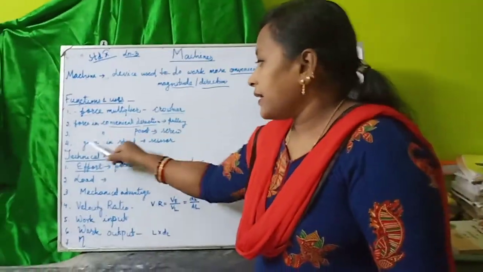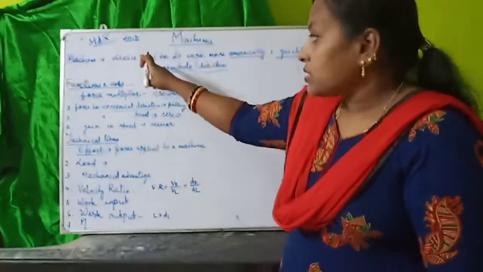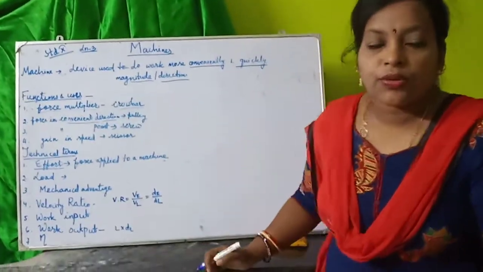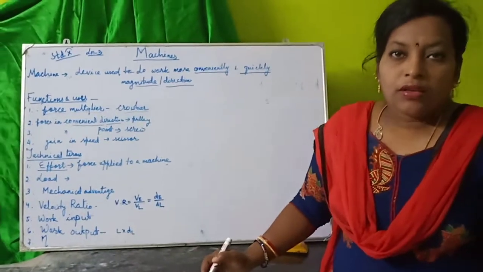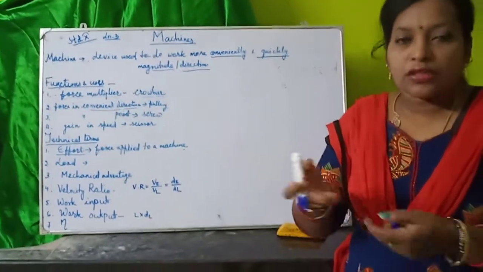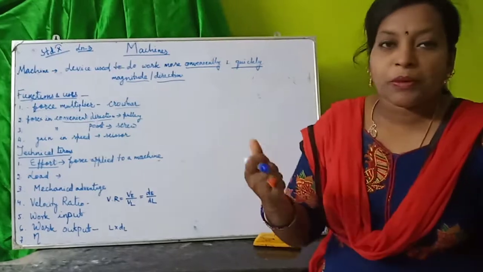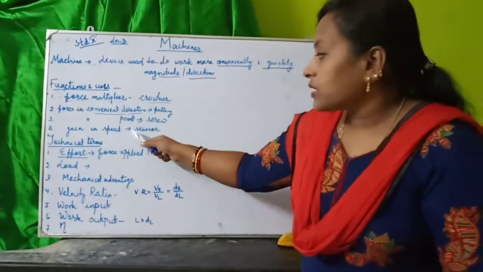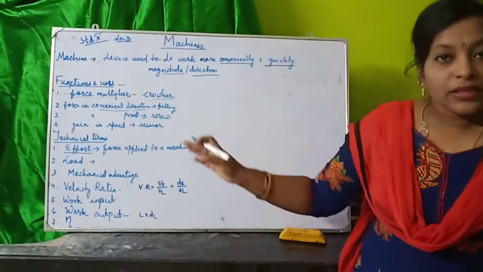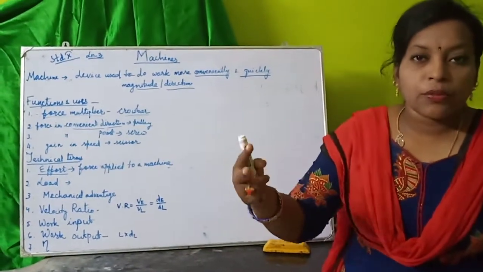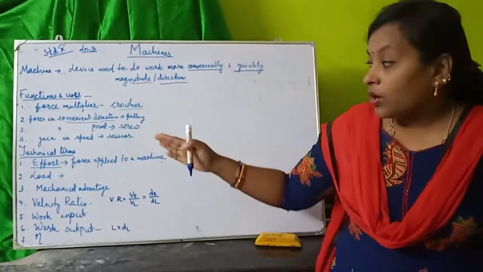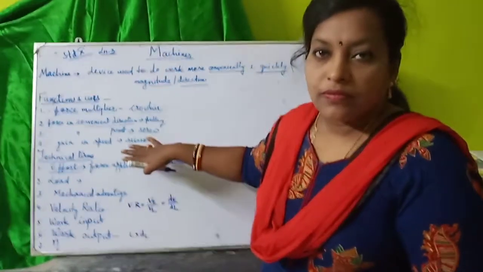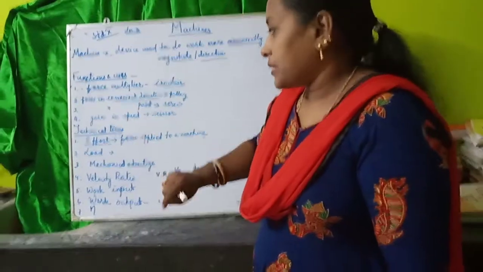Next is gain in speed. By using a machine, we can also gain in speed. Sometimes you want to cut a bunch of paper. If one paper is there, you can use a steel scale or knife, but for a bunch of paper you have to do it fast. You have no time, so you use a pair of scissors. With the help of scissors, you can cut your papers very quickly. So here the scissor acts as a gain in speed. It is also a type of machine.